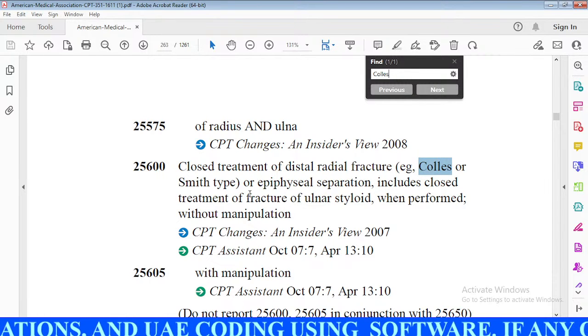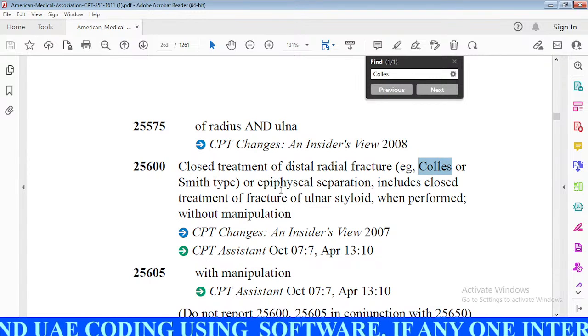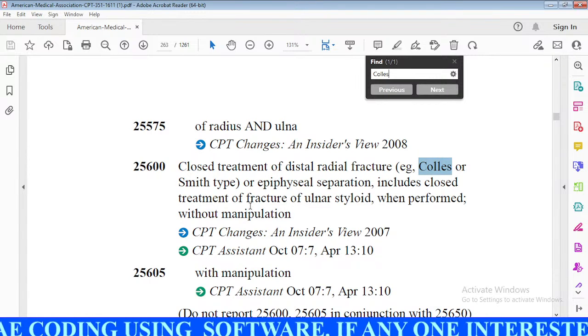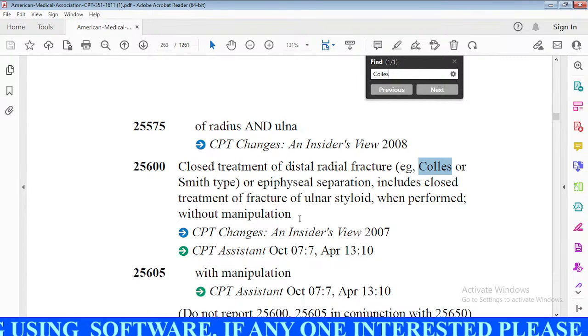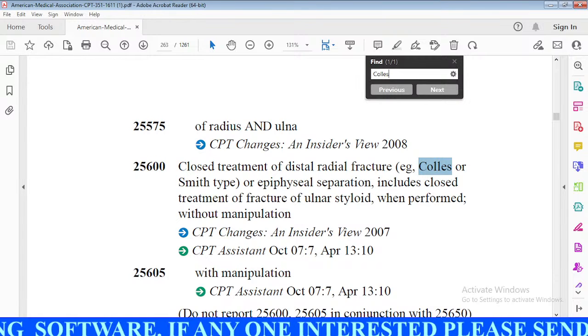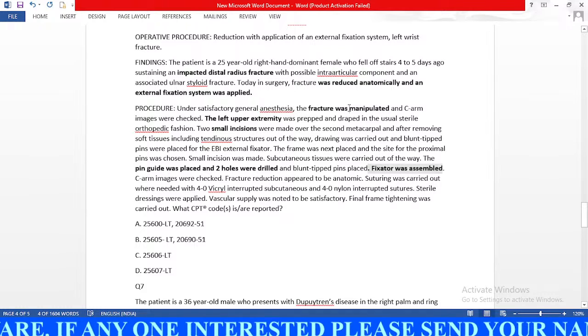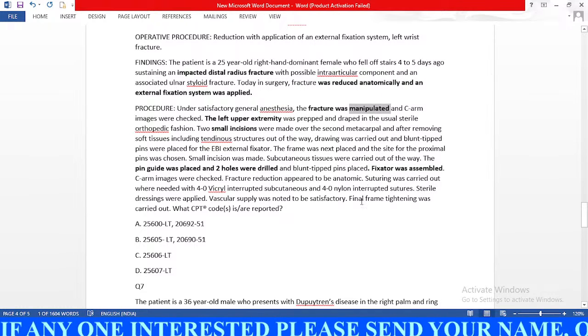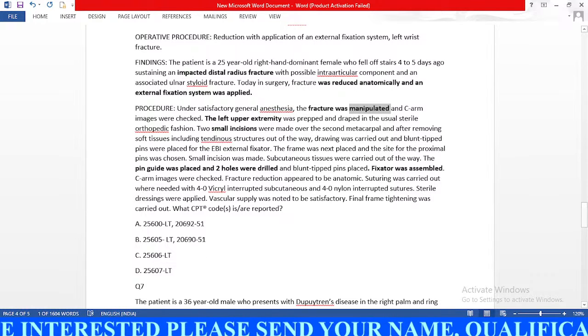So closure treatment of distal radial fracture or epiphyseal separation includes closure treatment of fracture of ulnar styloid when performed without manipulation. So that is wrong. So based on our question, physician has performed manipulation. See here, we have the keyword here, manipulation. So 25600 is wrong. We will check 25606 now.